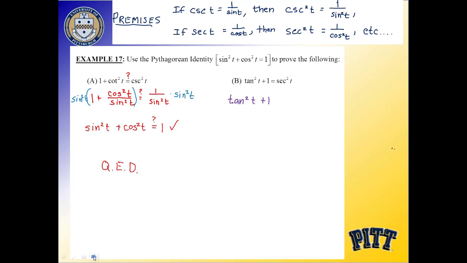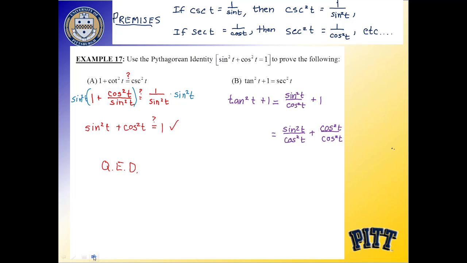Another way of dealing with it, as I do part B, is to start with one side and keep reworking it until I get to the other side. So I'm going to start with tangent squared t plus 1. I can rewrite tangent squared t as sine squared t over cosine squared t. Then, in order to carry through this addition, I rewrite 1 as cosine squared t over cosine squared t, just so I have a common denominator.